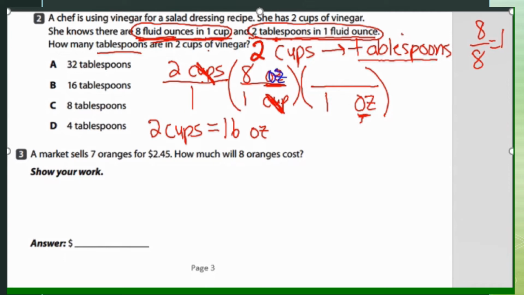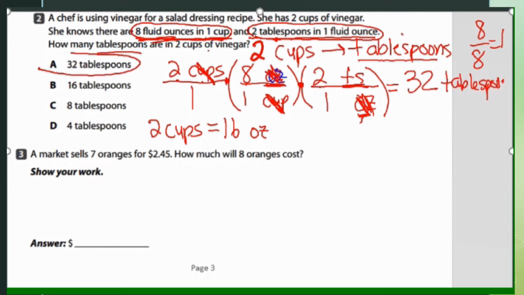So the rest of this rate is 2 tablespoons for the numerator. Now ounces is going to cancel out with ounces, and I'll be left with 2 times 8 times 2 tablespoons, which is going to give me my final answer, 16 times 2, which is 32. And the unit that I have left is tablespoons. So now I have my answer. There are 32 tablespoons in 2 cups of vinegar.